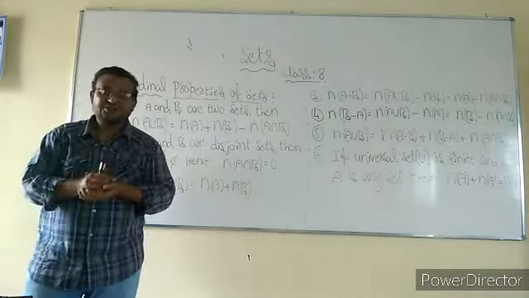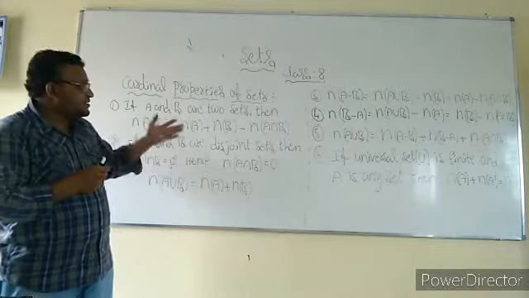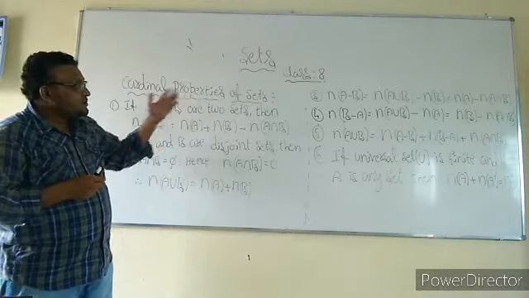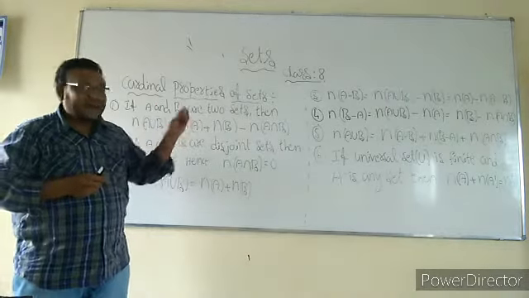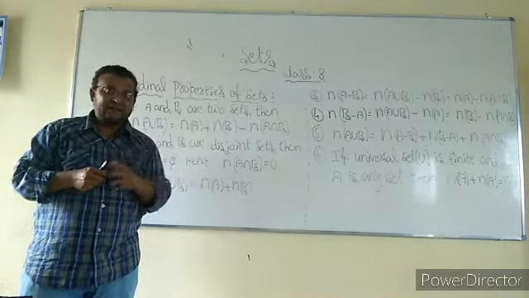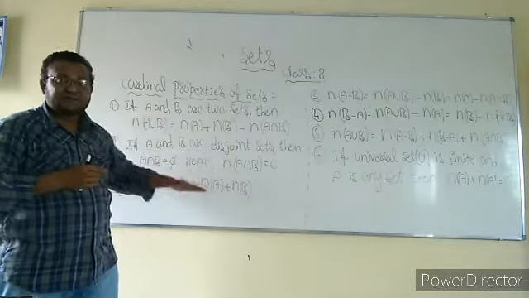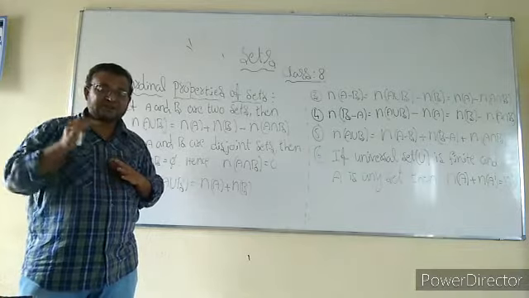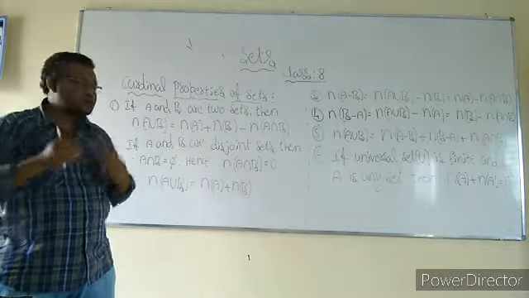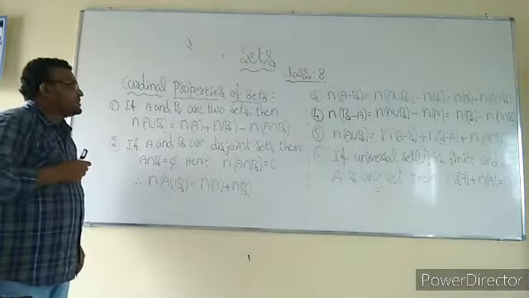And in today's worksheet, I will give mu, that means universal set, and set A, set B. By taking those sets, you have to prove all of these. So that is the worksheet work I will give today. So let me explain these cardinal properties.